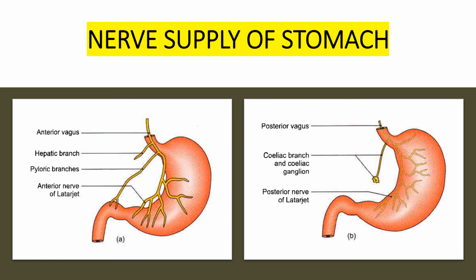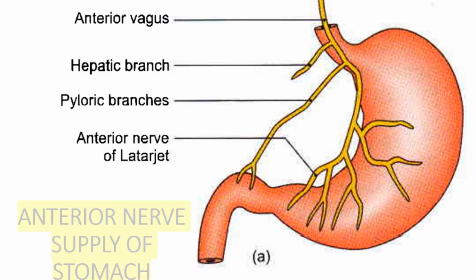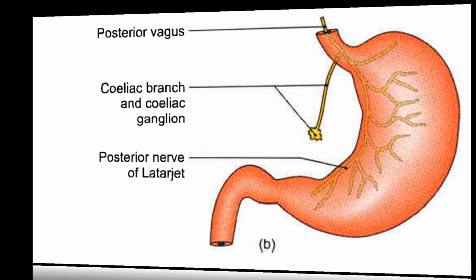Parasympathetic fibers are derived directly from the vagus nerve, with the anterior vagal trunk derived mostly from the left vagus nerve and the posterior vagal trunk derived from the right vagus nerve. Let's look at the anterior nerve supply of stomach. Anterior gastric nerve divides into a number of gastric branches for the anterior surface of the fundus and body of stomach, and 2 pyloric branches, one for the pyloric antrum and another for the pylorus.